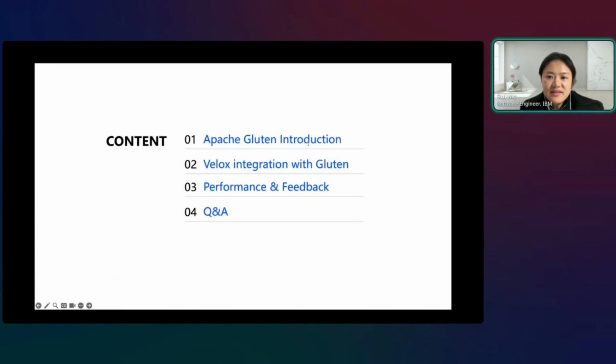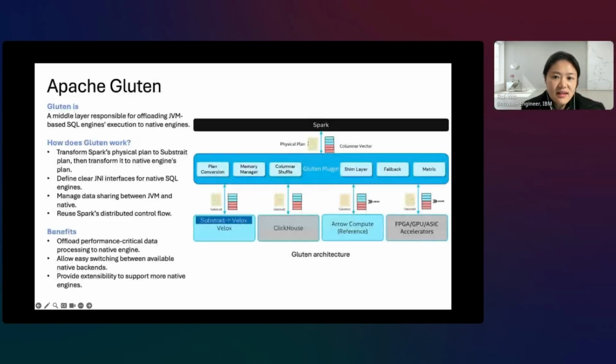The content of today's introduction mainly includes four aspects. First is, what is Gluten? Gluten is designed as a middle layer that brings native execution capabilities into JVM-based big data engines such as Spark.